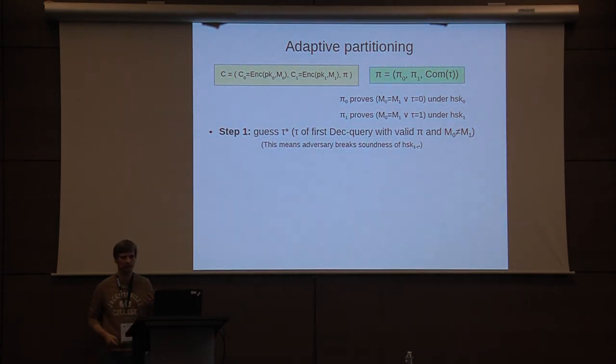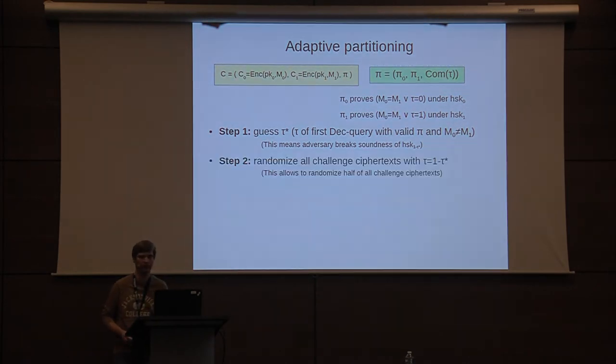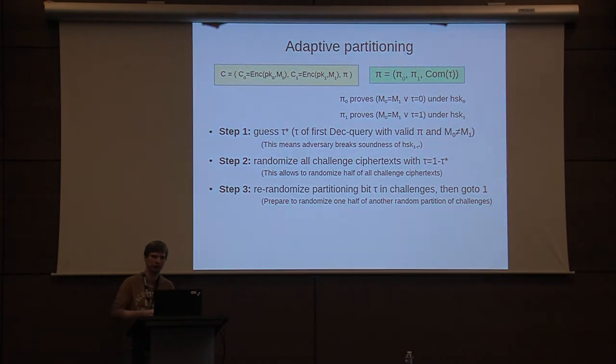Intuitively, this means that we have just guessed for which proof system the adversary breaks the soundness first, either HSK 0 or HSK 1. And intuitively, the adversary breaks the soundness for HSK 1 minus tau star. Then we randomize all the ciphertexts that will not require the soundness of this proof system, so all the ciphertexts that we can randomize without breaking that particular proof system. Those are half of the ciphertexts, those that do not lie in the same half as the ciphertext with tau star. Then we re-randomize the partitioning. We partition the ciphertext space in a different way, and then we go back to one.